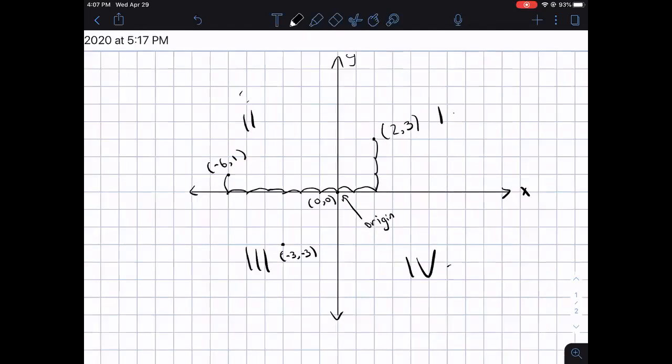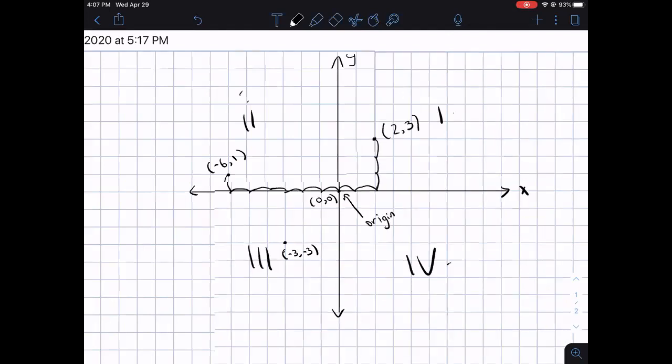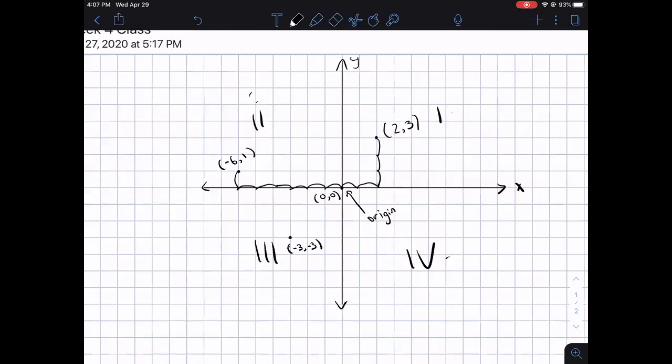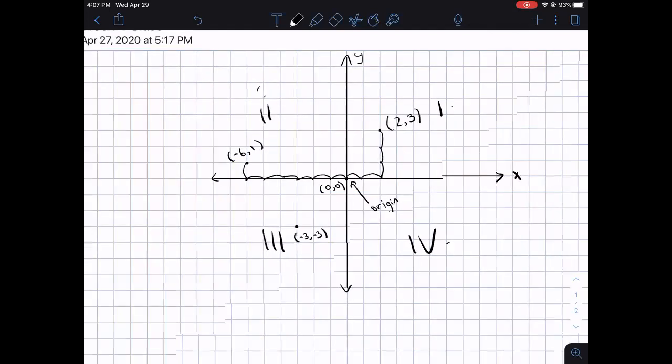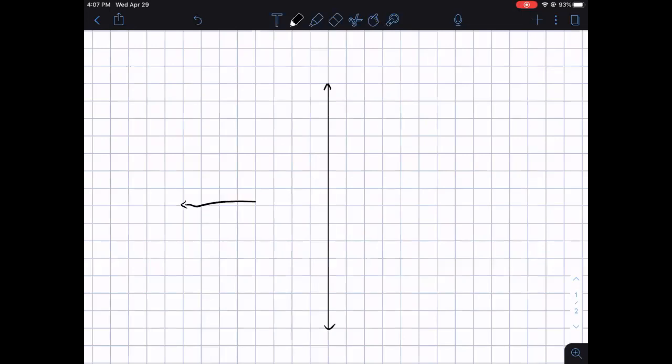All right, so the first thing that we're going to learn about is the idea of slope. Let's draw another coordinate plane. This is the x-axis, that's the y-axis. Let's say we have one point at x1, y1, and the second point is at x2, y2, and we want to connect a line between them.